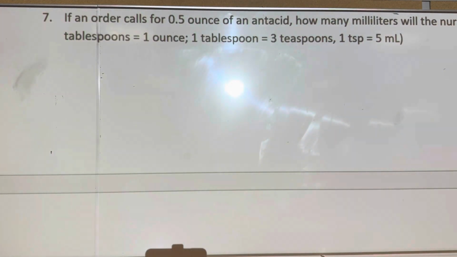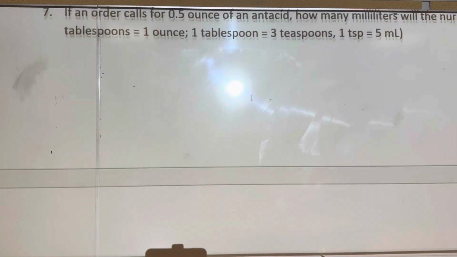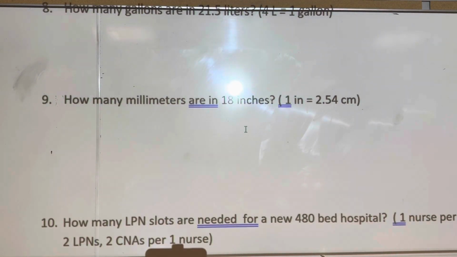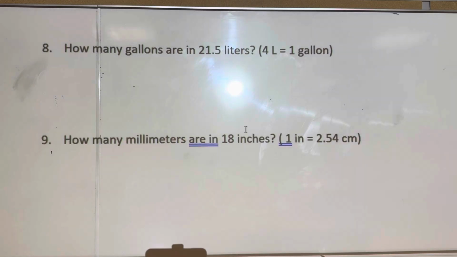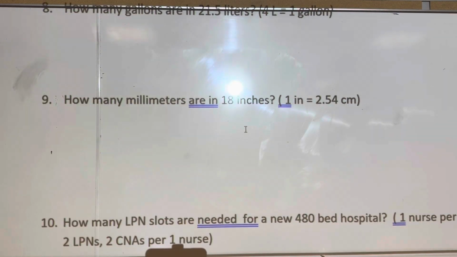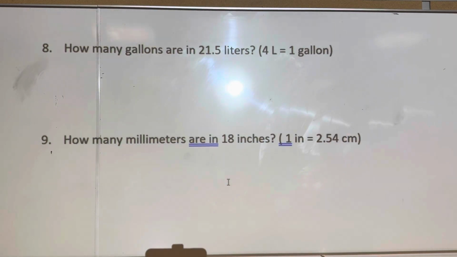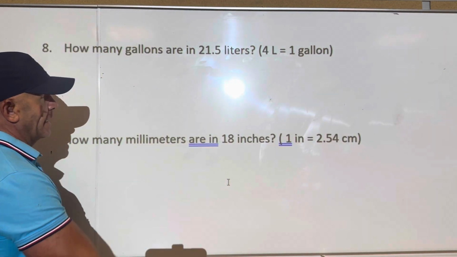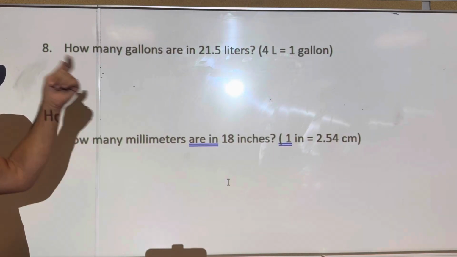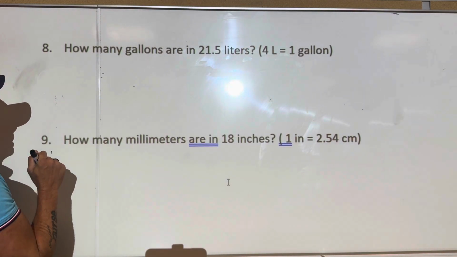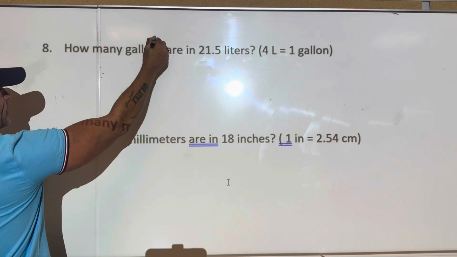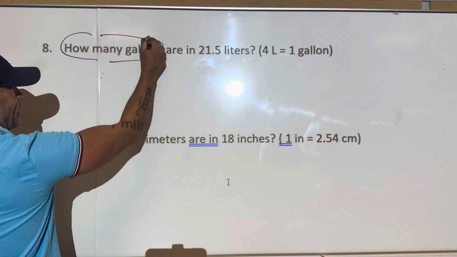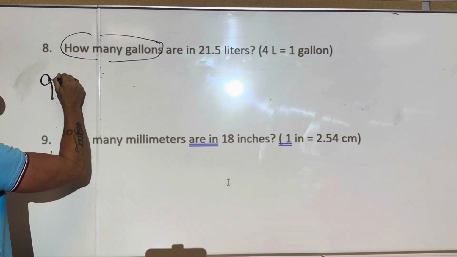Okay, next question. How many gallons are in 21.5 liters? All right, well, it gives us 4 liters equals 1 gallon. So what are we looking for? What's our question? It says how many gallons? So that's what we're looking for. How many gallons? Right there. So we're going to put gallons over here.